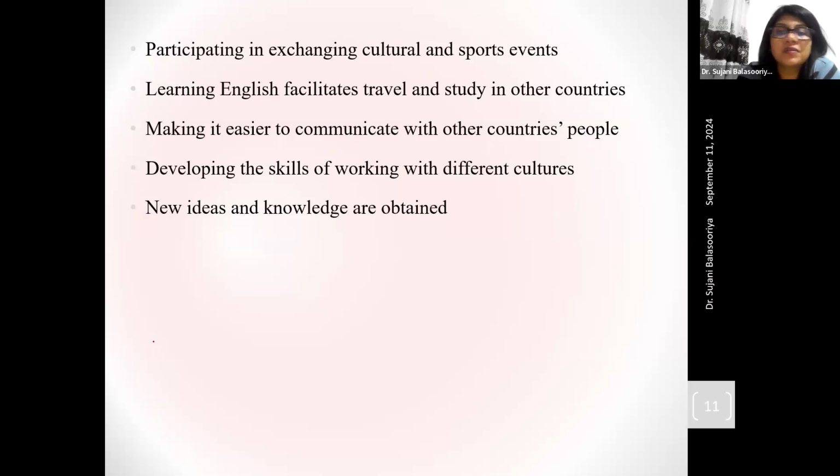So this is quite an obvious reason. You also know this, right? We need to learn English if we are planning to migrate, or not even migrate, just to travel to another country for employment or for the purpose of studying, whatever, right? And it makes it easier to communicate with other countries' people. Yeah, that is also a common factor, right? We need to know English to communicate with the people of other countries, right?